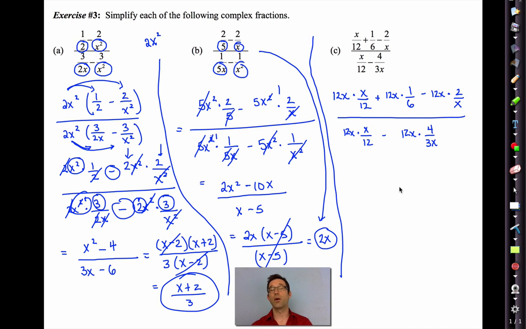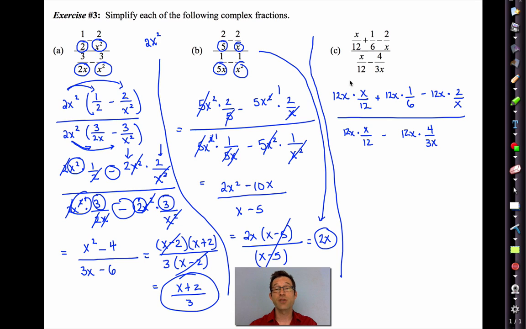Now 12x isn't the only thing you could use. You could use 24x, you could use 36x squared, you could get crazy. 72x. A lot of students like to take all the denominators and multiply them together to get a result that way. But I don't know if that's absolutely necessary. Again, think about the least common denominator and it'll give you the easiest thing to work with. But let's start to cancel.